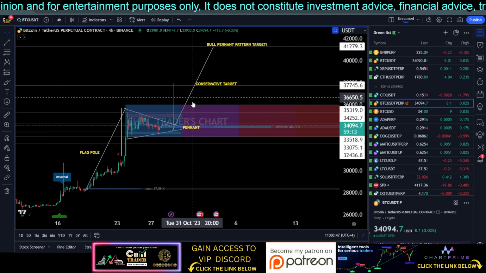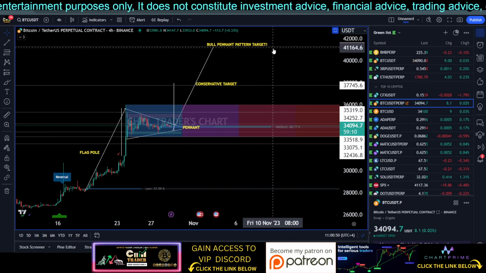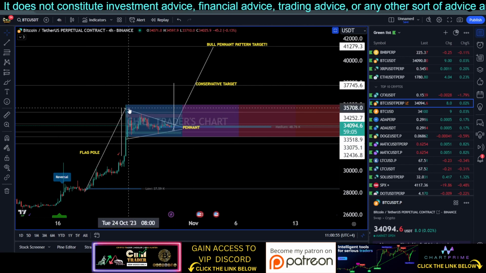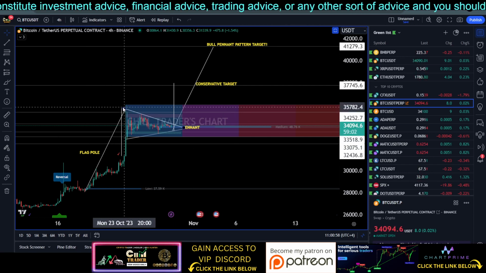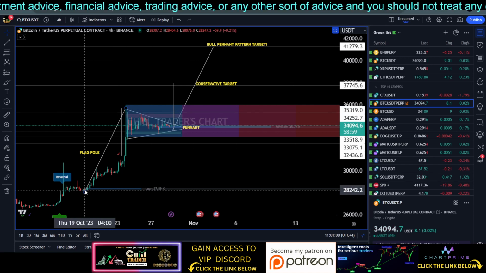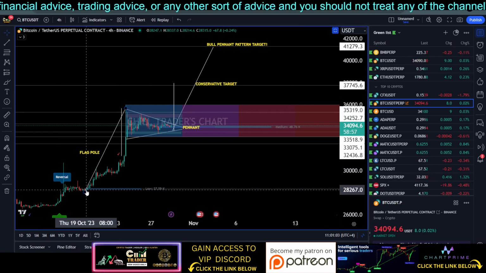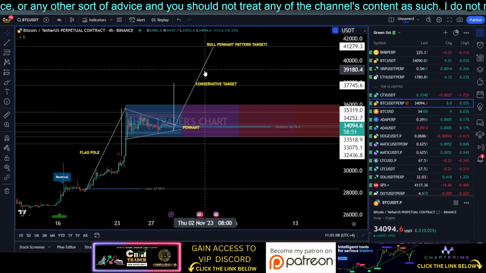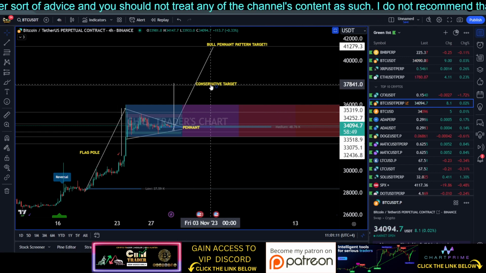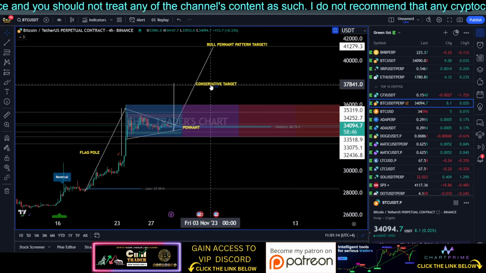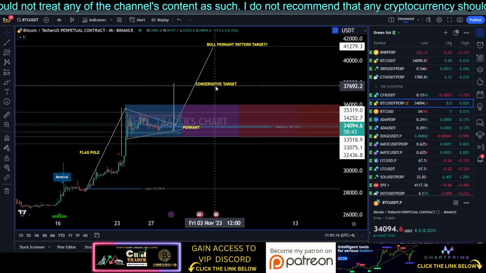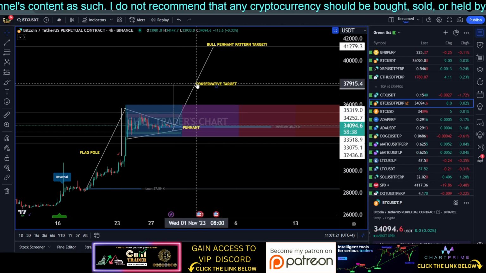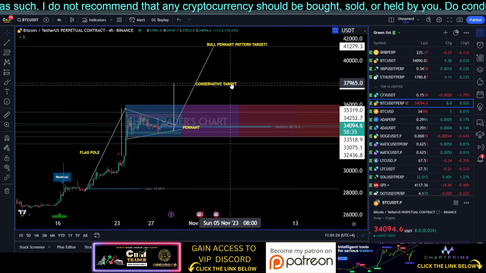All right, so I have with me here the bull pennant pattern target and the conservative target. First, I have the flagpole from the top, or from the pivot point here, up to these lows at around $28,000. But we also need to consider a possible conservative target. And also, if you have watched my previous video explaining the liquidity levels, we have a huge amount of liquidity around 37,700, which is in confluence with this conservative breakout target.